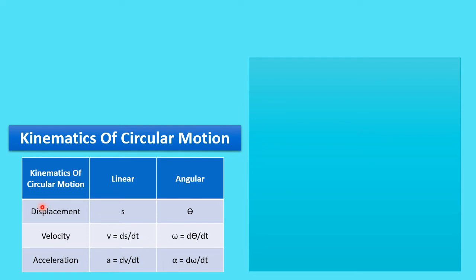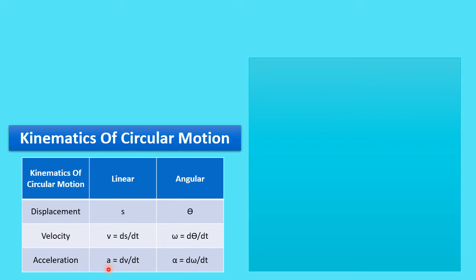Theta is known as angular displacement. Velocity, in linear, is represented by symbol V, and in angular it is represented by symbol omega. So this symbol is known as omega. Linear velocity is change in displacement upon time, and angular velocity is change in angular displacement upon time.